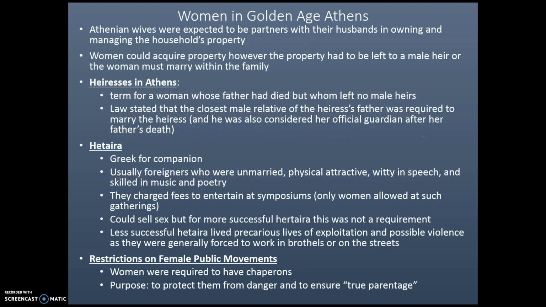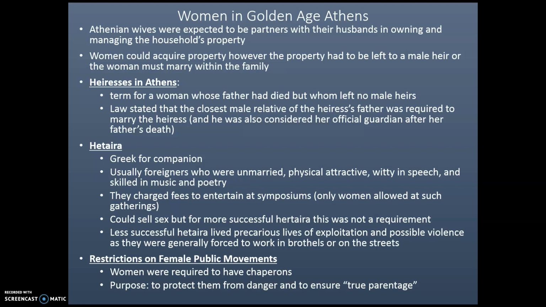Women, we kind of talked about them a bit, but this is something you always see. The more money you have, the more freedom that the women will have there. So Athenian wives are expected to be partners in owning and managing the household, even though men held all the actual power. Women could acquire property, but there needed to be that male guardian or heir there. So it's not always the easiest.